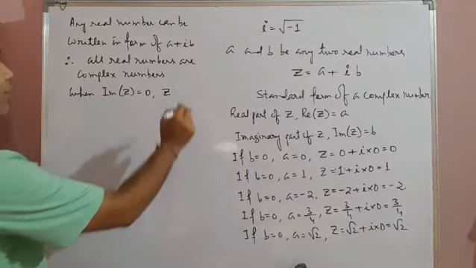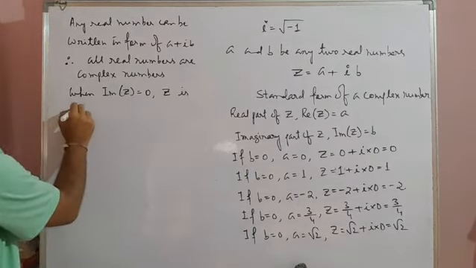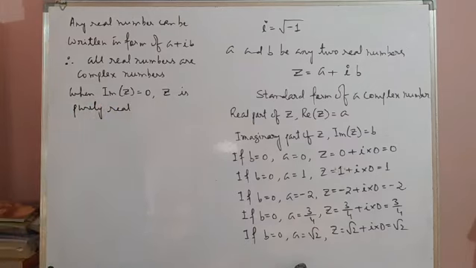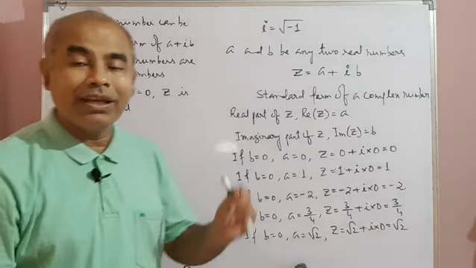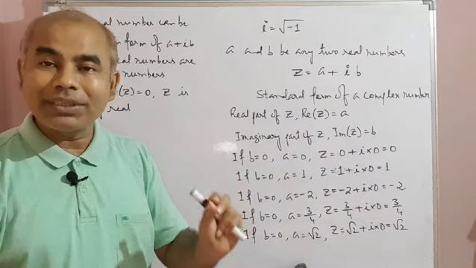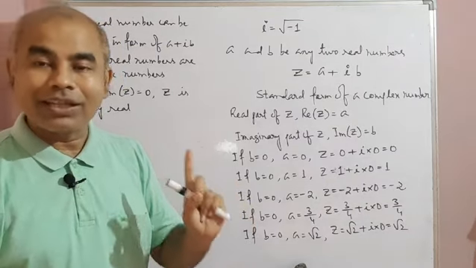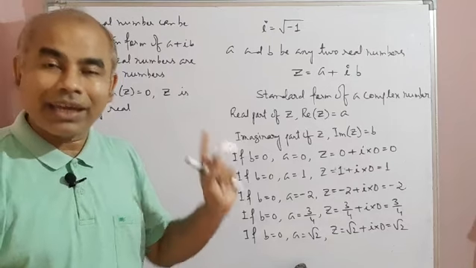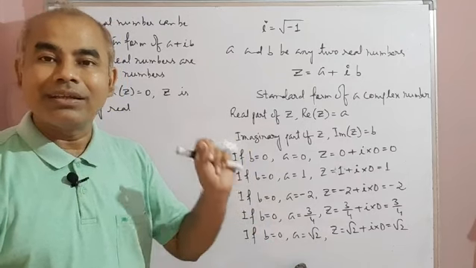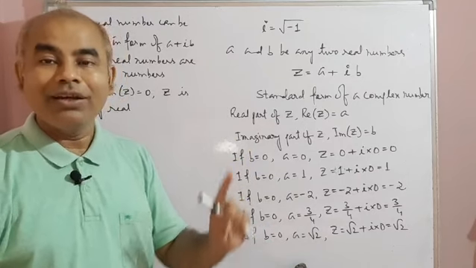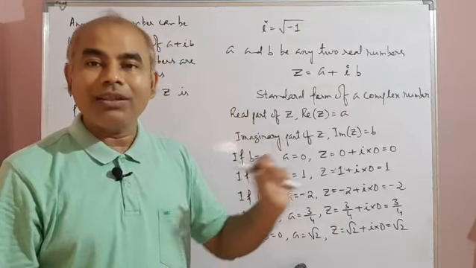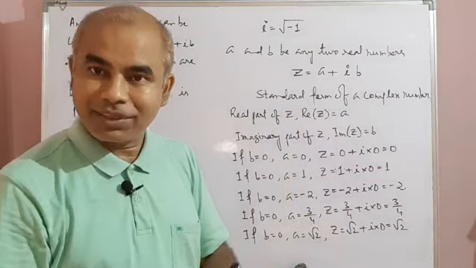You have observed it. That's why it is called purely real. What is the meaning of a purely real complex number? It means its imaginary part is 0, or the complex number is actually a real number. Secondly, if our imaginary part is 0, then that complex number is actually a real number. So any real number can be written in the form of a complex number. Therefore, all the real numbers are complex numbers. Clear?